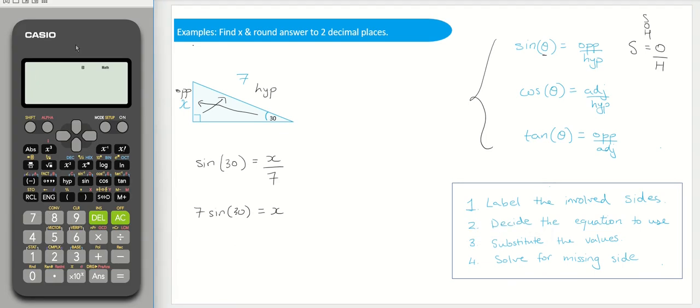So first, make sure that your calculator is in degrees. So you want to see that D written up there. If you don't have that, you can press Shift, Setup, and press 3 to change it into degrees.